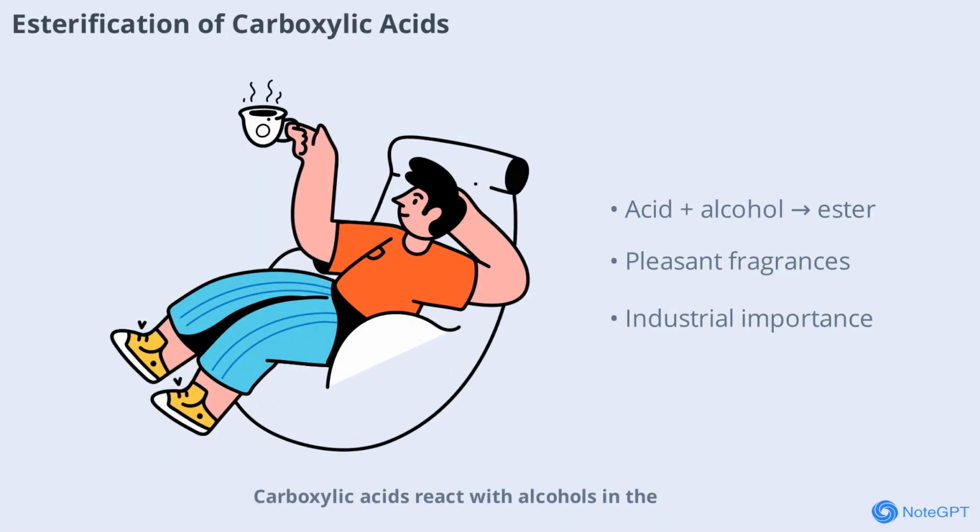Carboxylic acids react with alcohols in the presence of an acid catalyst to form esters, in a process called esterification. Esters are known for their pleasant fragrances and are widely used in the food and fragrance industries. This reaction is a classic example of how carboxylic acids can be transformed into valuable products.